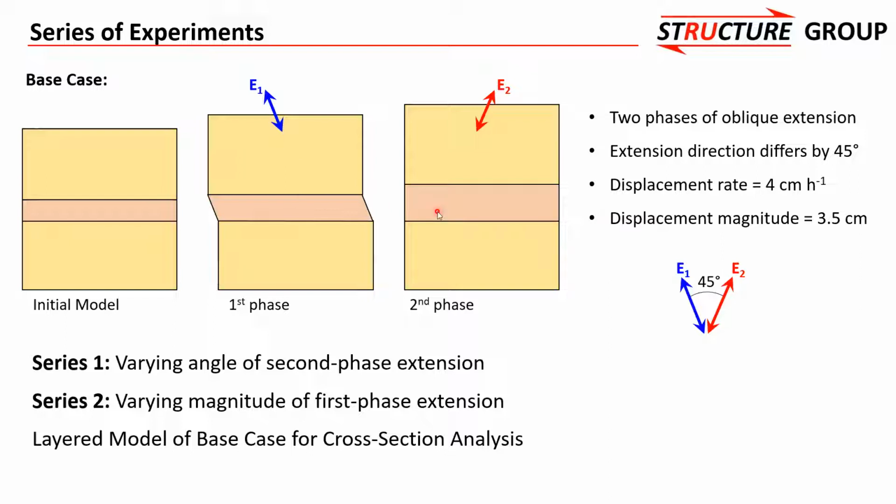And then there was a second phase of extension that extended up kind of in this northeastern direction for a certain magnitude. In the base case model, the angle between the first phase and second phase extension directions was 45 degrees. And we extended both phases for a displacement of 3.5 centimeters at about a 4 centimeter an hour displacement rate.